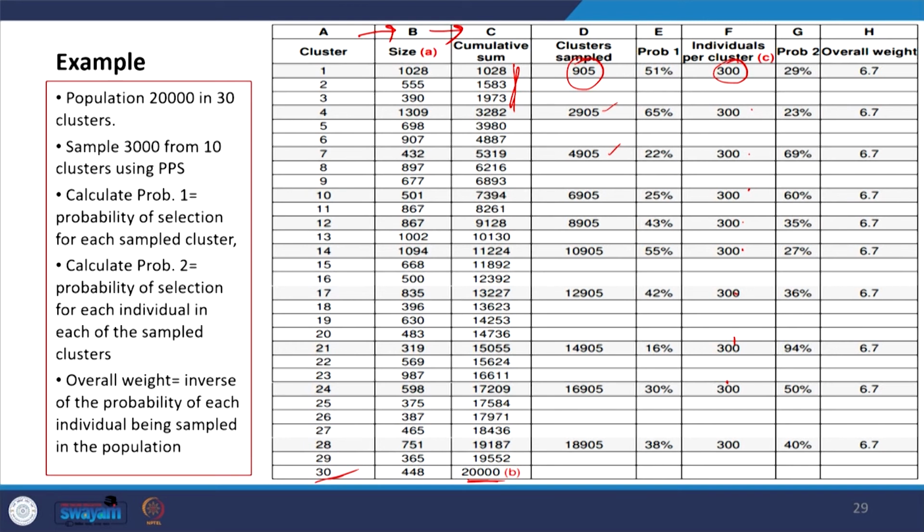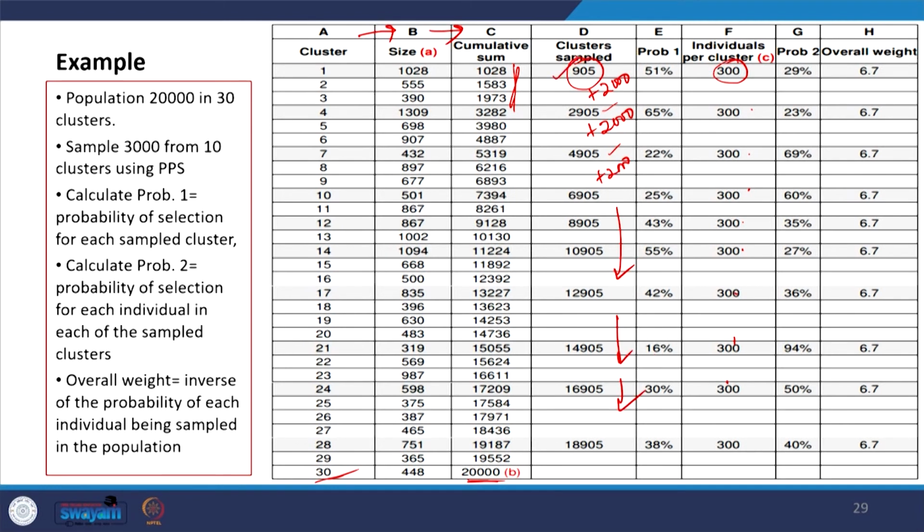Then 905 plus 2000. 905 plus 2000 is our 2905. This plus 2000 is our 4905. Similarly, plus 2000, and so on. So, this is what all the numbers are selected.